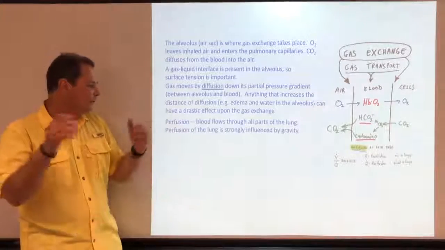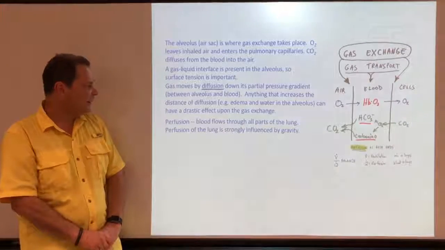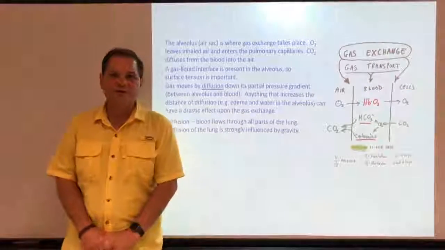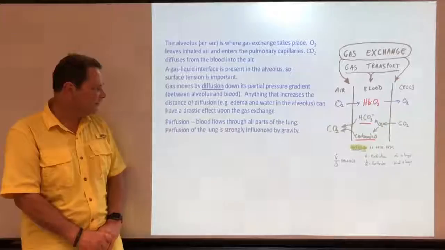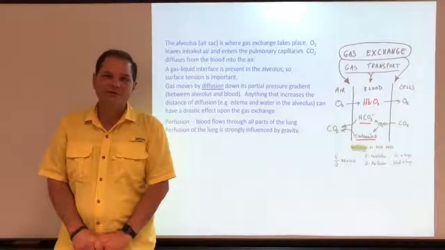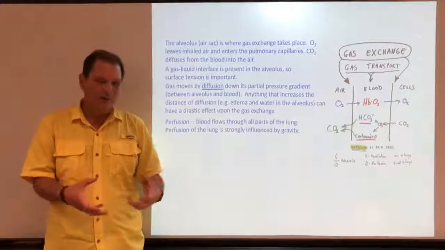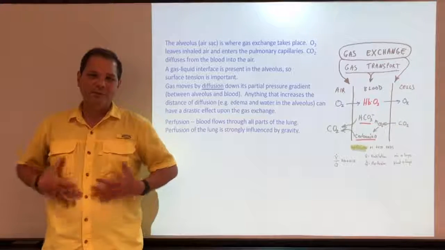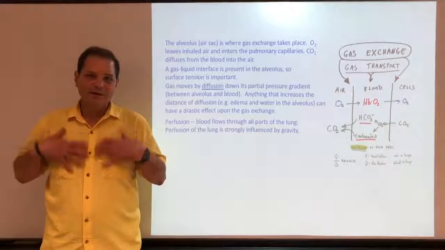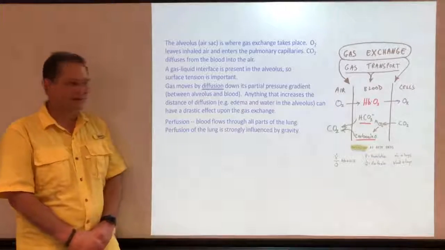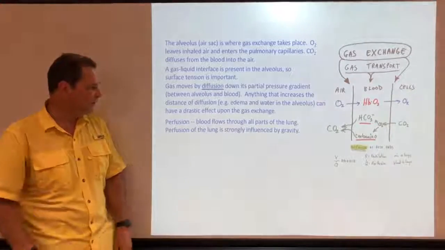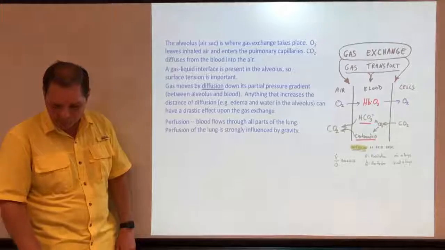Blood flows through all parts of the lungs, and the perfusion is strongly influenced by gravity. We've addressed that a little bit when we talked about the pulmonary circulation and vital fluids. You've got a very low pressure system. You've got a lot of compliance in the walls of those vessels, and gravity pulling down can make a big difference in how the blood flows through the lungs.